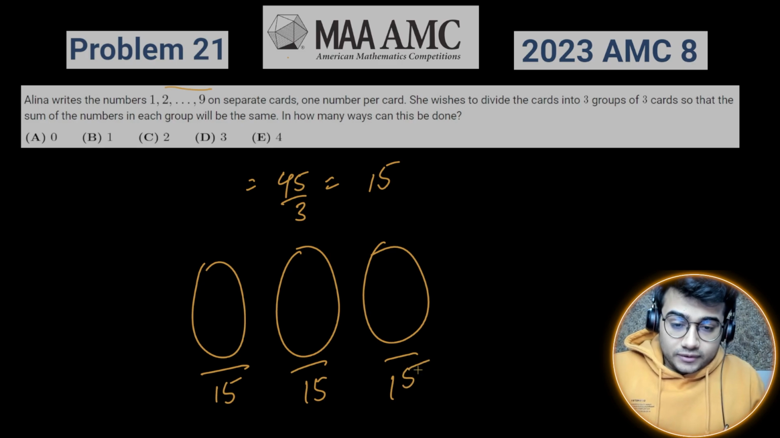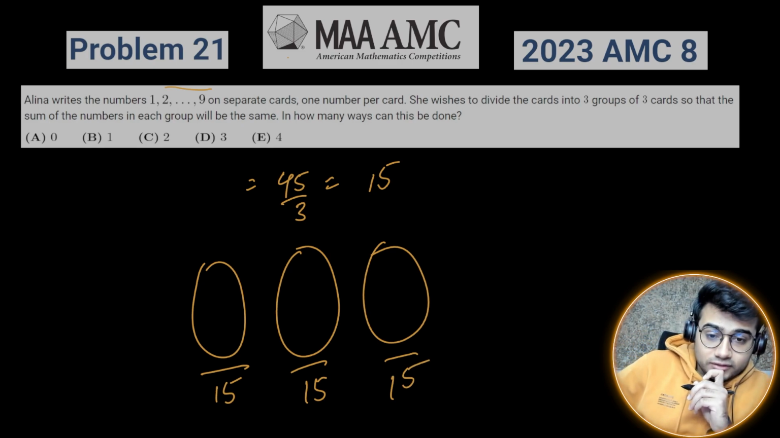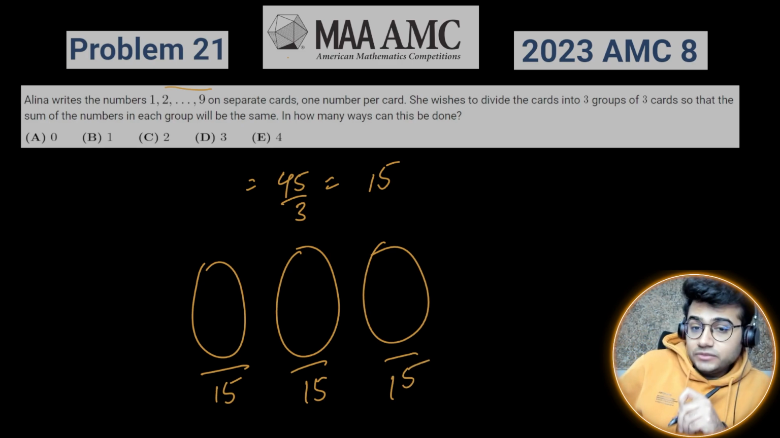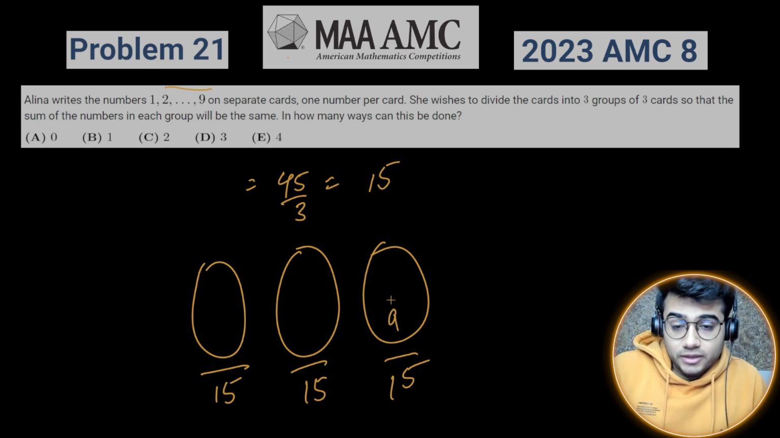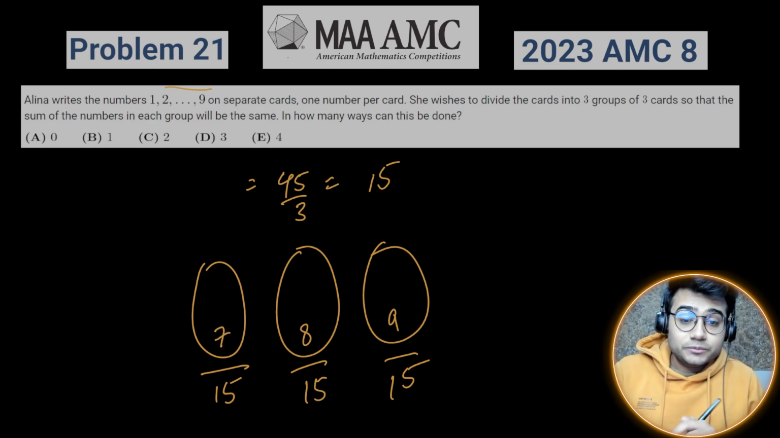Okay. Now, let's see, how can this be done? Well, 9 has to go somewhere, so let's say 9 is here. Now, can 8 go in the same group? Well, no, not really, because 8 plus 9 is 17, which is over the limit. So 8 has to be in a different group than 9, okay? Then can 7 and 8 go in the same group? Well, 7 plus 8 is 15. We still need another card, so 7 and 8 also can't go together. So 7, 8, 9 must be in 3 separate groups, okay? So now we know that.